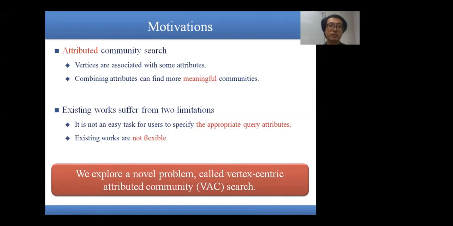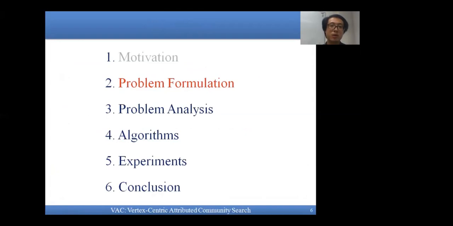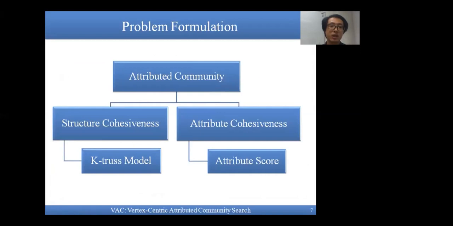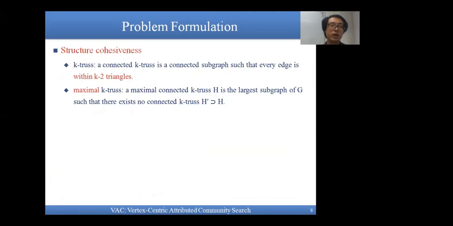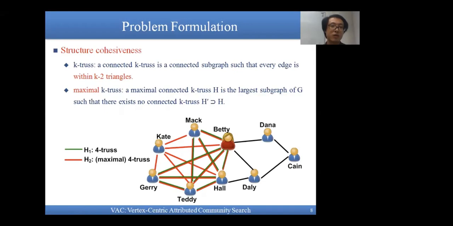Next, I will present the problem formulation for communities in attributed graphs. It should consider both structure and attribute cohesiveness. For the structure cohesiveness, we employ the k-truss model, since it can find communities having strong cohesiveness while achieving high efficiency. In particular, a connected k-truss is a connected subgraph such that every edge is within k-2 triangles. In addition, the maximal k-truss is a k-truss such that there exists no other k-truss that contains it. We show an example for the k-truss. In the network, both H1 and H2 are k-trusses. In addition, H2 is the maximal k-truss.